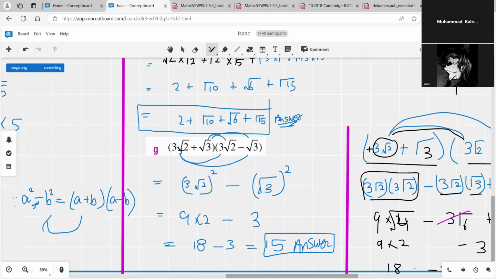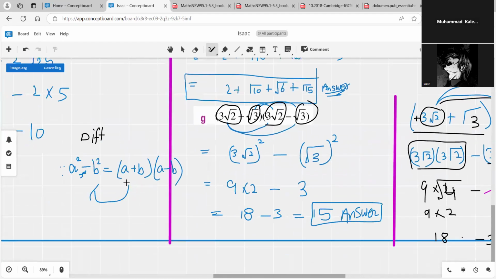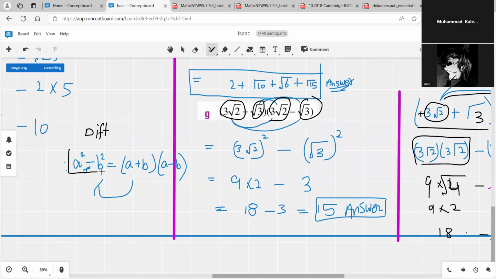So the thing is that if we have two terms, you can see these are the two terms, 3 root 2 and root 3. Even in this one we have these two, 3 root 2 root 3. So if we have a plus b, a minus b, we have the same terms once they are in addition, once they are in subtraction. So those can be written in this form, and this identity is known as the difference of squares. Basically, this is the simplest form.